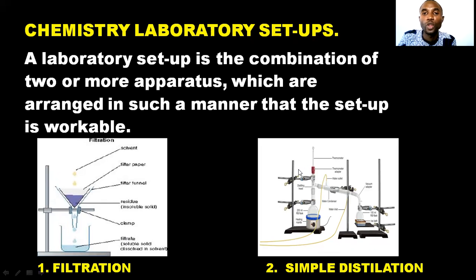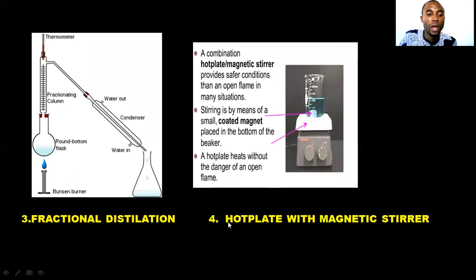We have a retort stand with clamps too, and we put this one, the Liebig condenser, retort stand again, and all of that. So it's also another laboratory setup. Simple distillation, filtration setup, simple distillation setup, fractional distillation setup. This is a flask, of course, Bunsen burner, thermometer, we have the Liebig condenser, conical flask, and all of that. So fractional distillation, hot plate with magnetic stirrer.